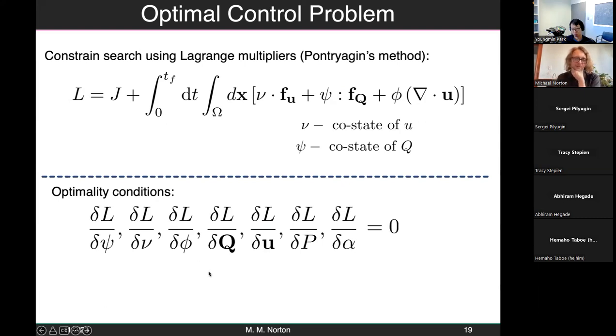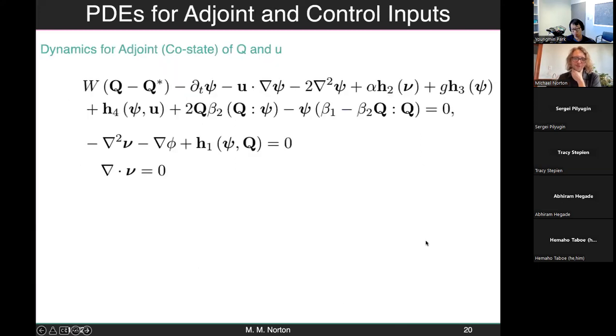Okay, and when we turn the variational calculus crank on this system by looking for all these optimality conditions, what we end up with is sort of interesting. We have additional partial differential equations that describe the evolution of these adjoint variables. It's kind of a lot to look at, but I'm showing it just to give you a brief feel for what these PDEs are doing.